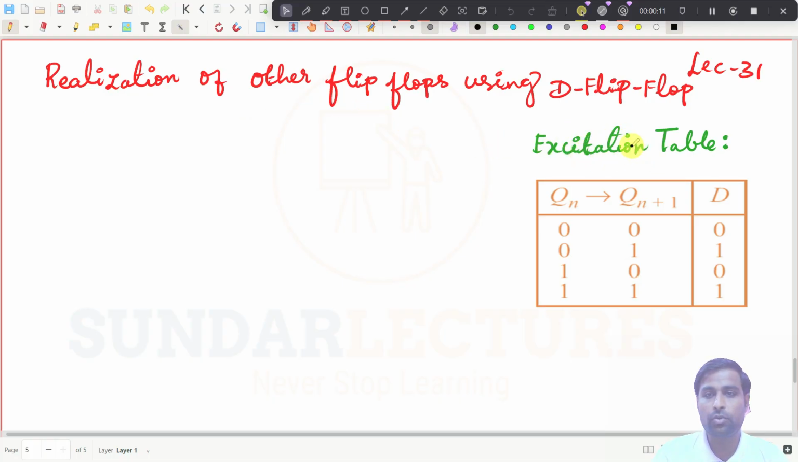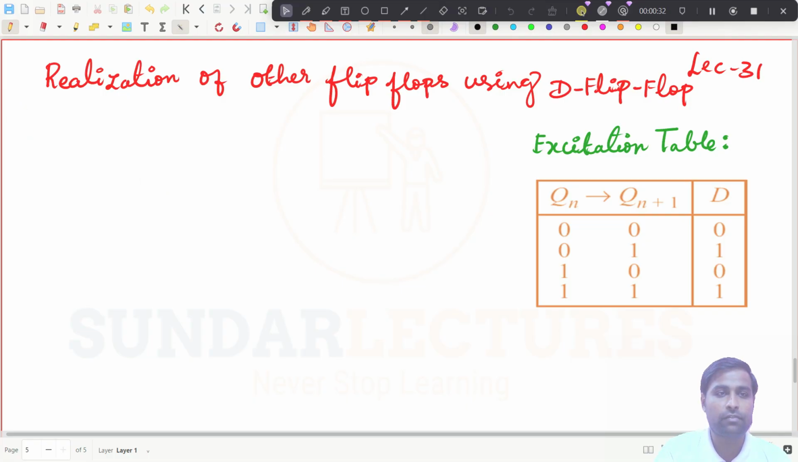So what we are going to do now, we are having D flip-flop and we are going to build SR flip-flop, T flip-flop and then JK flip-flop using D flip-flop, right? The operations of those flip-flops can be performed with the D flip-flop. So I have taken the excitation table of the D flip-flop here.